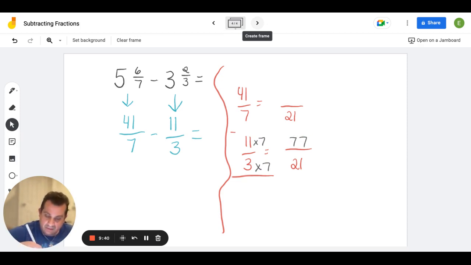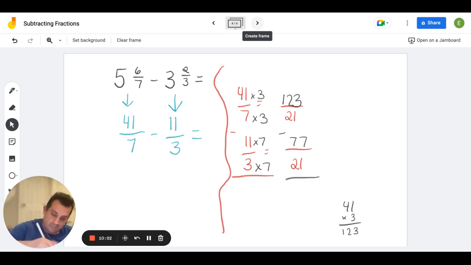And now 7 times 3 gives me 21. So 41 times 3. This is bigger, so I'm going to do some scrap work down here. 41 times 3 is 123. So we have 123 over 21 minus 77 over 21. So I know my answer is going to be over 21.